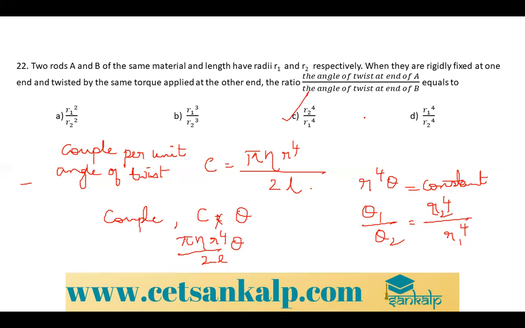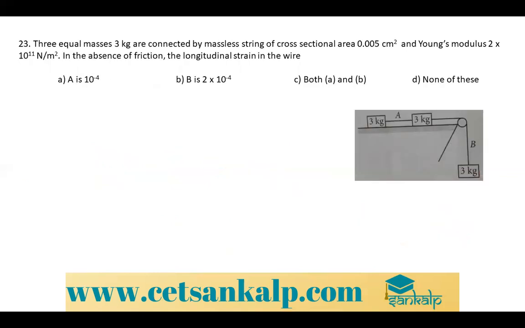Okay. Next problem. 3 equal masses, 3 kg, are connected by the massless string of cross-sectional area given, Young's modulus given. In the absence of friction, the longitudinal strain in the wire is. I'll take one by one to solve this. The scenario where you can see.